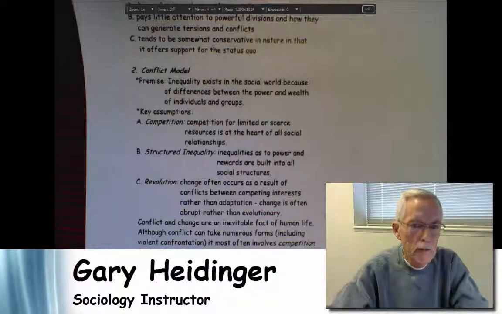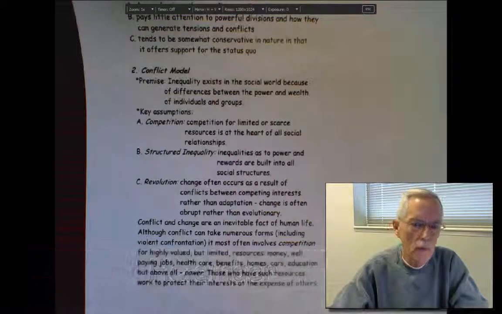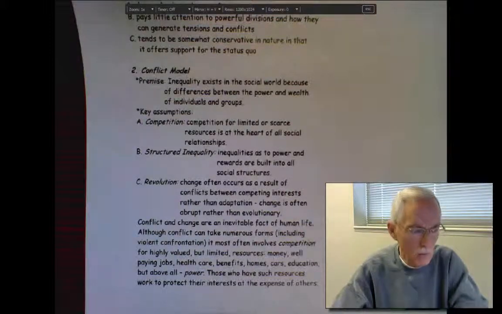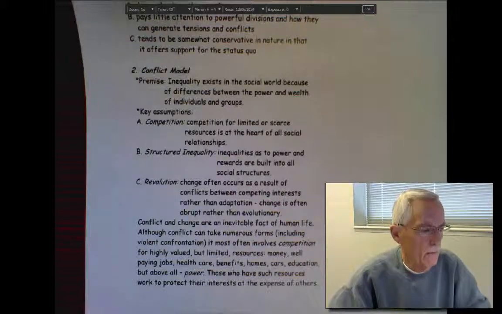Hi all. In this lesson, we're going to focus on a second key sociological perspective, the conflict model. You can find some information in the first chapter of the textbook, as well as on pages 8 and 9 of study guide number 1 that relate to this particular approach or perspective.